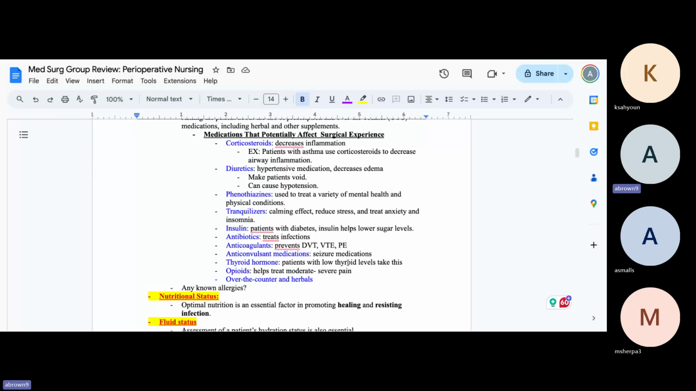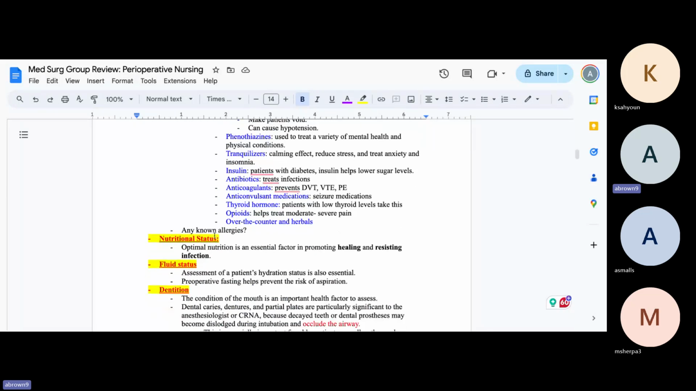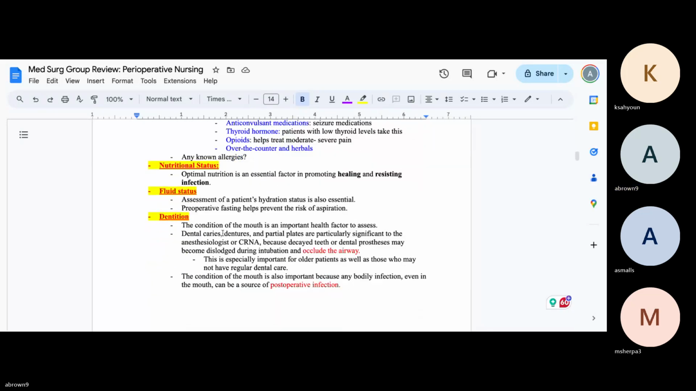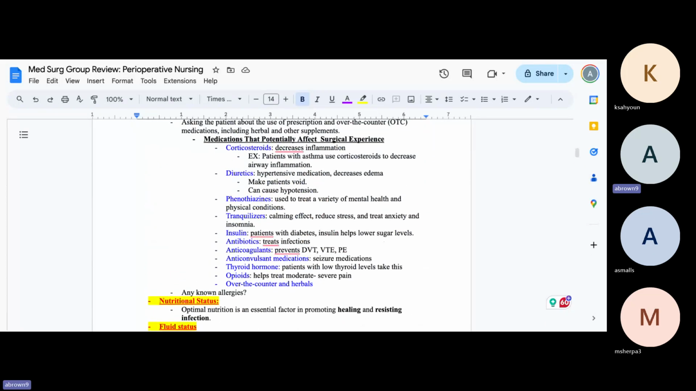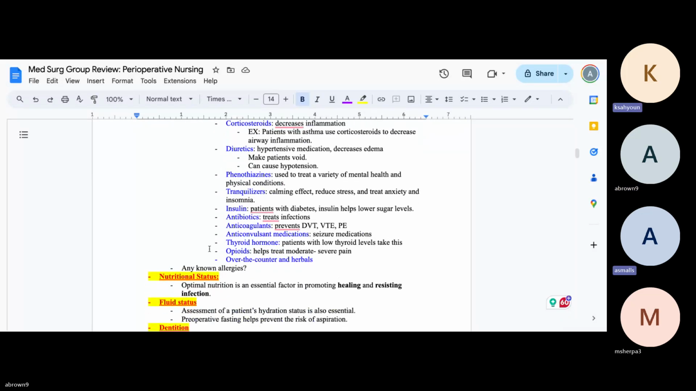So this is just a list of medications that can affect the surgical experience. But if you have Remy, she will probably tell you which medications to pay attention to. And then you want to know if they have any known allergies. Does anyone have any questions about these? No.